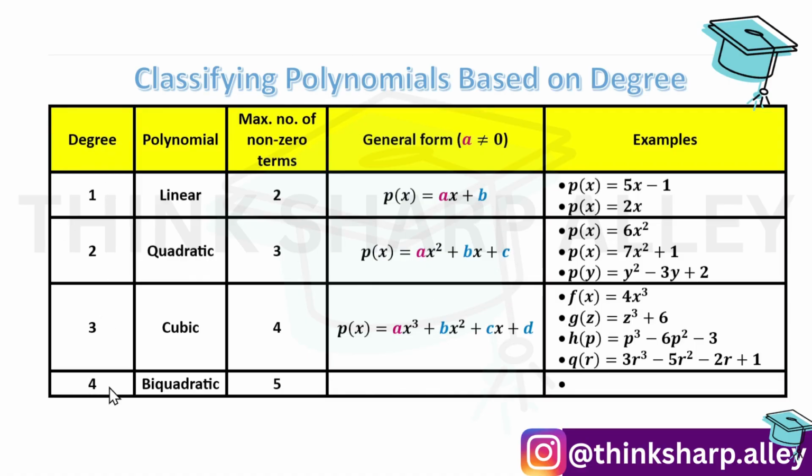So if the degree is 4, we will call that polynomial biquadratic, and the maximum number of terms it can have is 5. Okay, why don't you try writing its general form and give some examples? So do you see the relationship between degree and number of terms? Maximum number of terms, that means at most number of terms, is always 1 more than the degree. So if the degree of a certain polynomial is, let's say, 10, then it can have at most 11 terms. If the degree is 100, then it can have at most 101 terms.